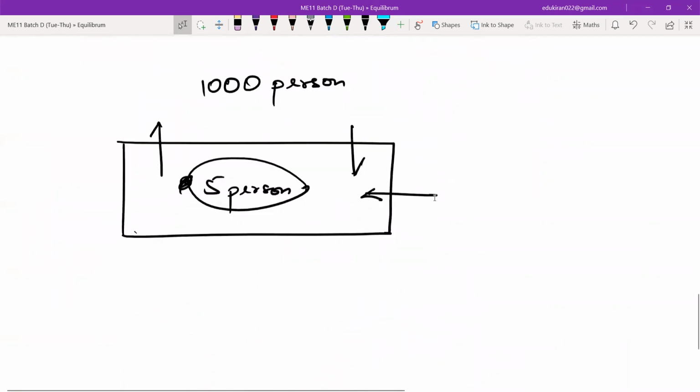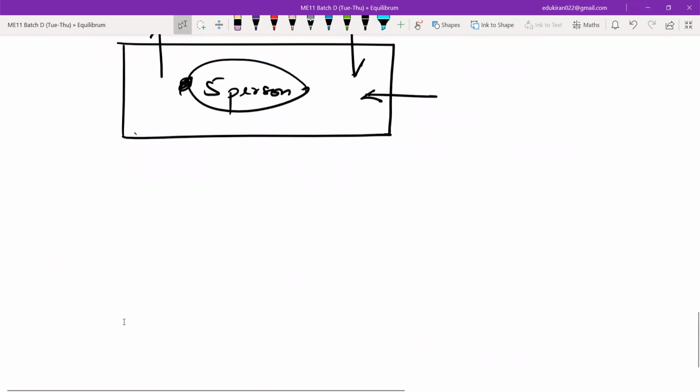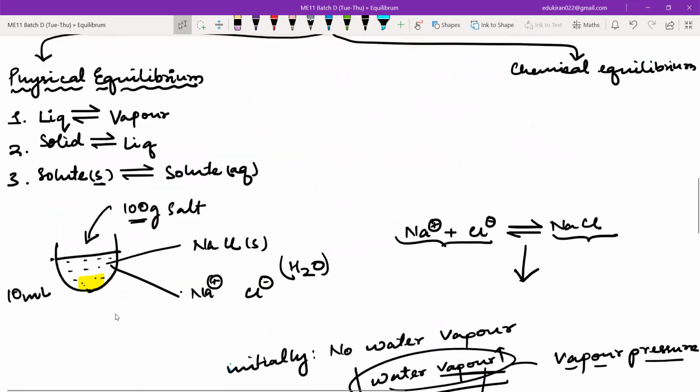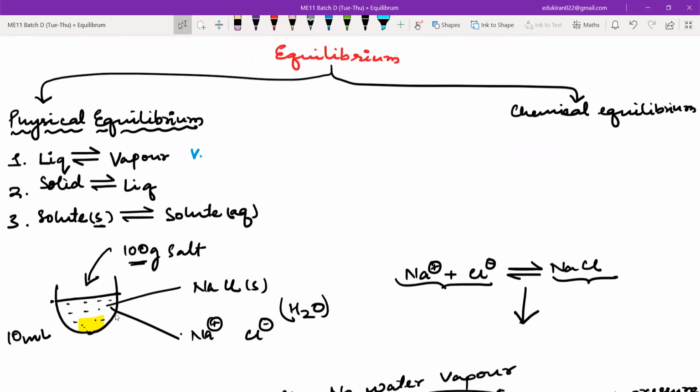So I hope this is clear to everyone that in liquid vapor equilibrium, what is constant? We have something that is known as vapor pressure. Vapor pressure is constant. If I talk about solid liquid, then in that you will get the melting point is going to be constant. Here the concentration is going to be constant in the solid state and the aqueous, the solution state.